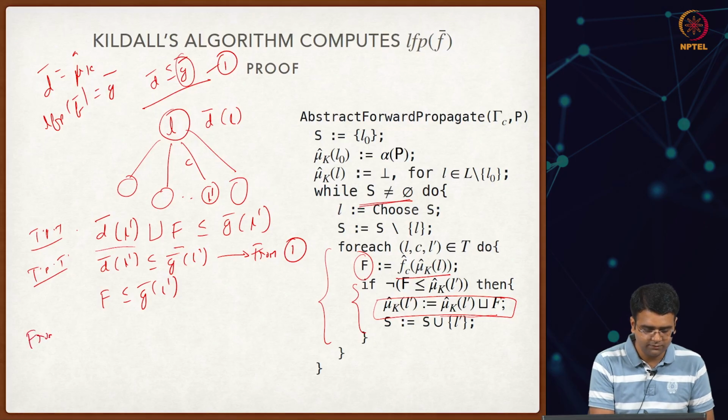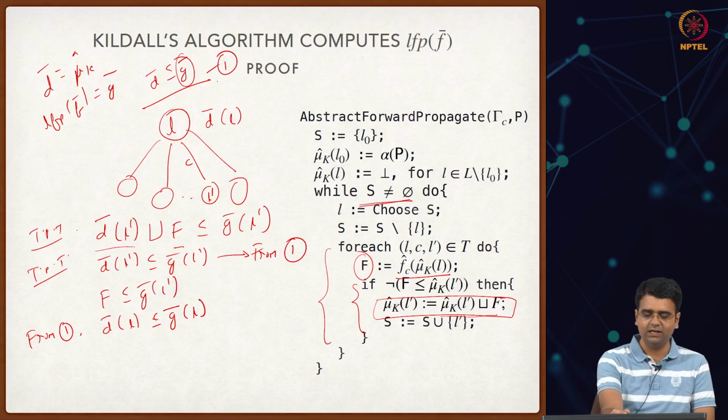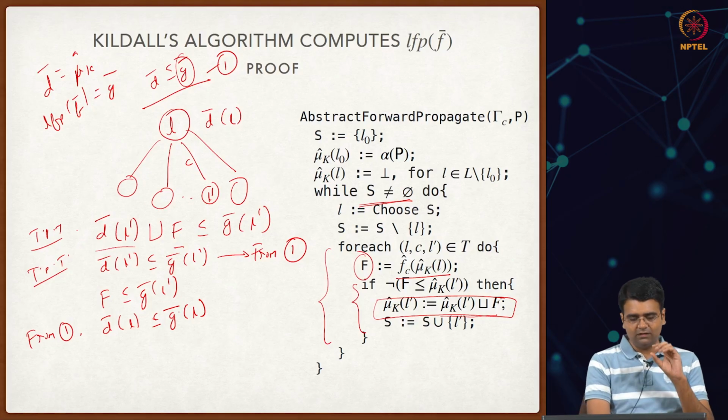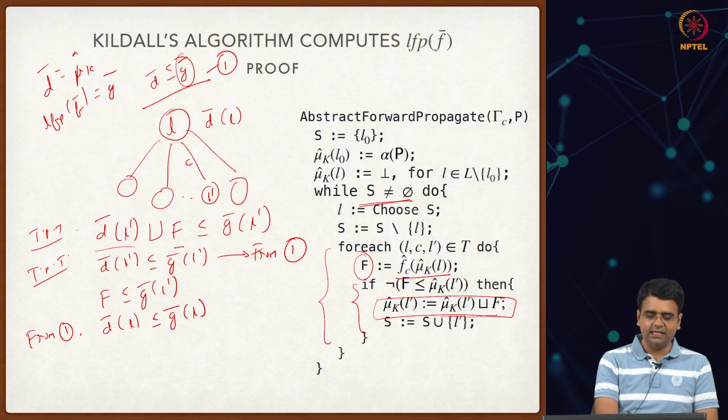So from 1, we know that d bar at L is less than or equal to g bar at L, because that's what we have assumed, d bar is less than or equal to g bar. Now here I am considering the element at the location L. Earlier I had considered the element at the location L prime, but here I am considering the element at the location L, and the reason is that f is computed by applying f at C on d bar at the location L, since mu hat k of L is nothing but d bar of L.